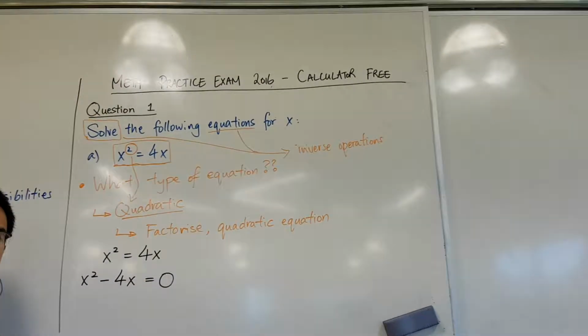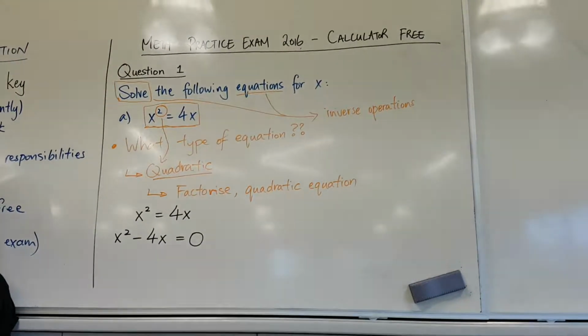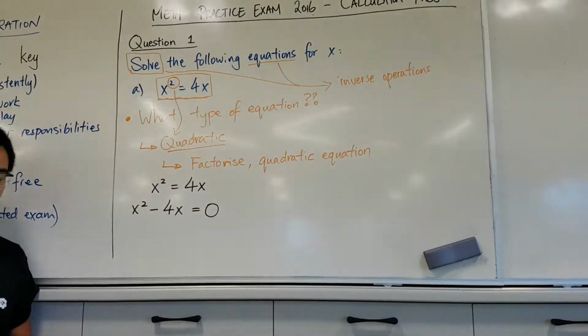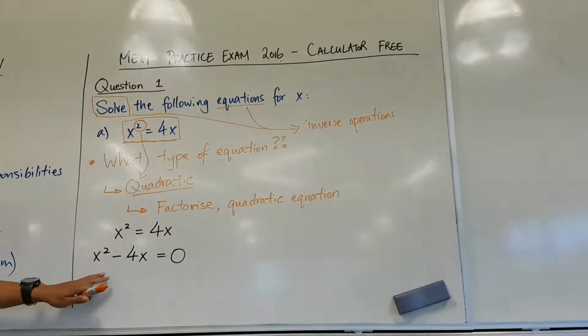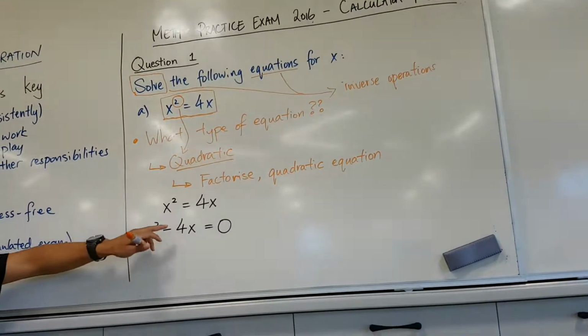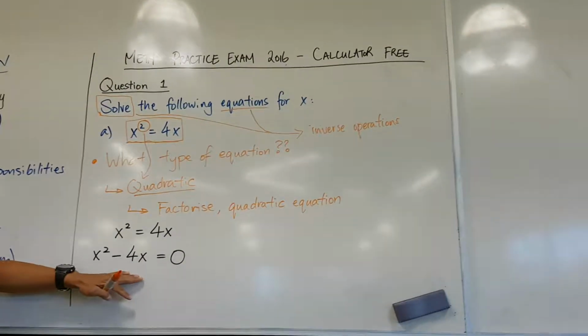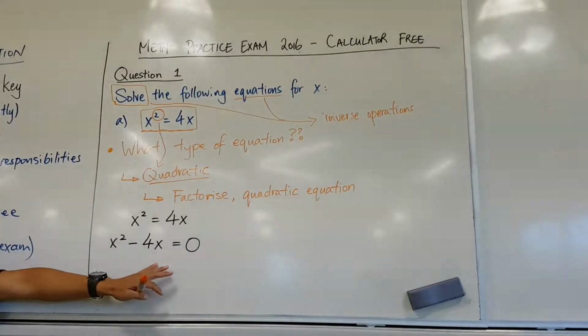What have I done here, Nathan? I took 4x from both sides, good. And that was the first step. Now, an equation is anything with an equal sign, and these are all equations. But now I have an equation that I can work with. I've taken one step towards solving it.